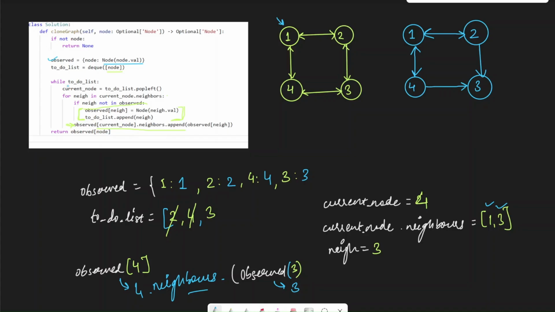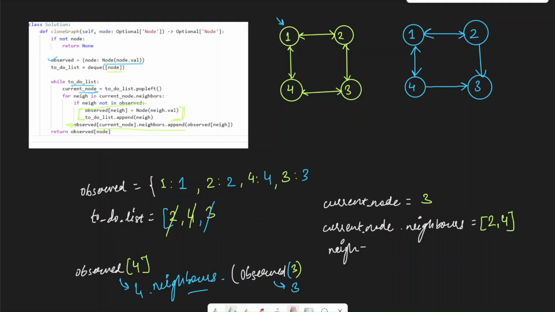Now again we go to this while loop, while to-do list. Yes, there is one more item left here. So we have 3, so we jump to this line. Current node will be equal to to-do list.popleft. There is just one item, so we are popping 3 and our current node becomes 3. So I'm adding 3 over here. And now we have to evaluate current node.neighbors. So 3.neighbors. So neighbors of 3 are 2 and 4. So I write 2 and 4 over here.